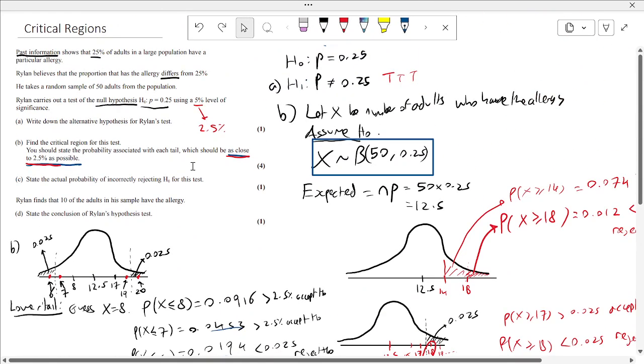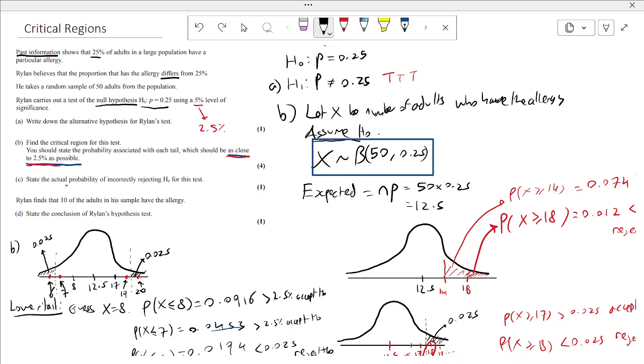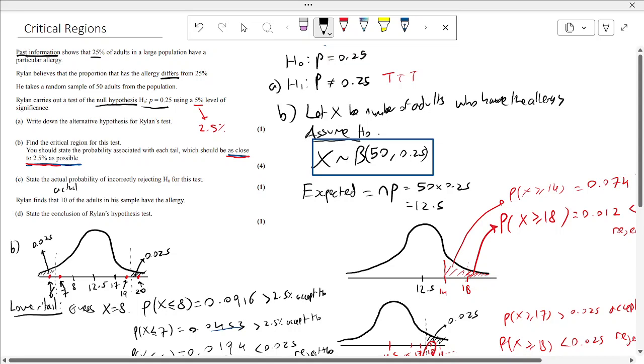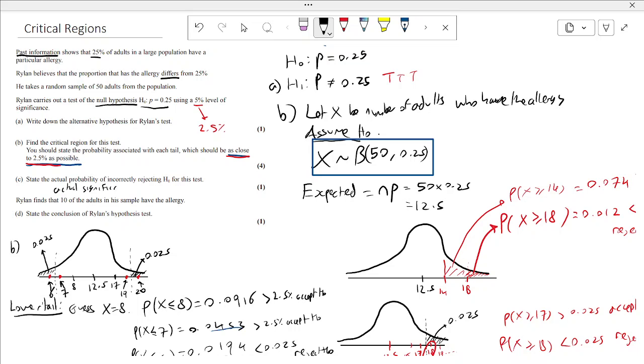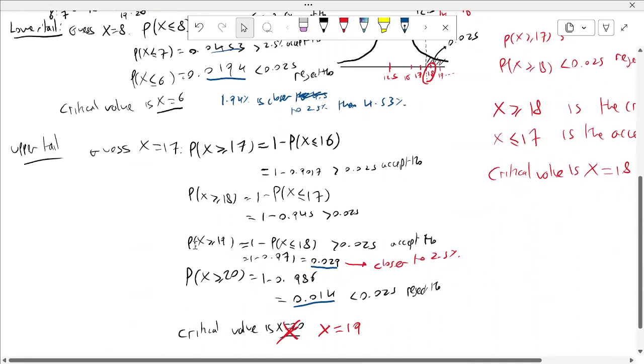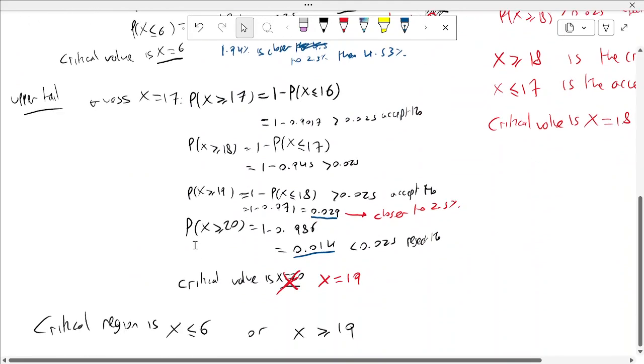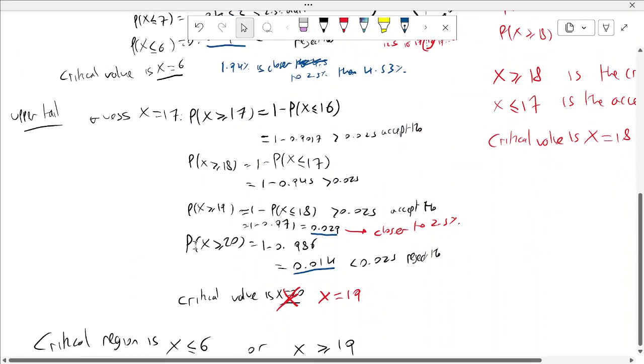Okay. Part C. State the probability of incorrectly rejecting H0 for this test. This is a one marker they can often ask. Sometimes they ask the exact same thing, but they phrase it differently. Sometimes they will ask for the actual significance level. Okay, they may ask for it like that. They may ask probability of incorrectly rejecting H0. All you need to do is add together your two values you've got, your sort of p-values.